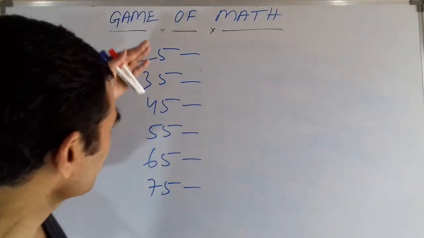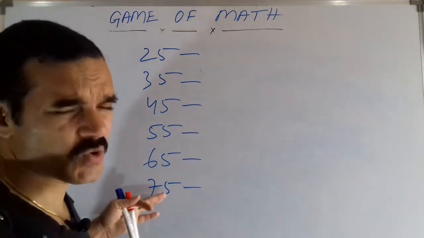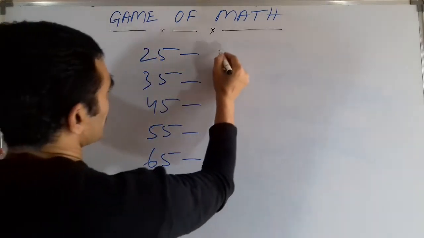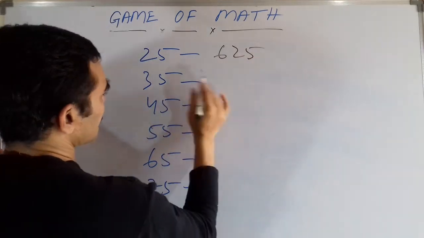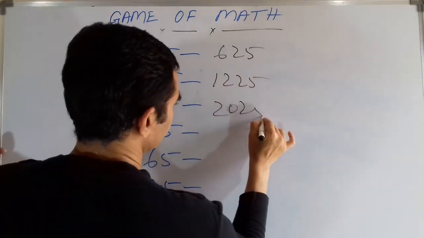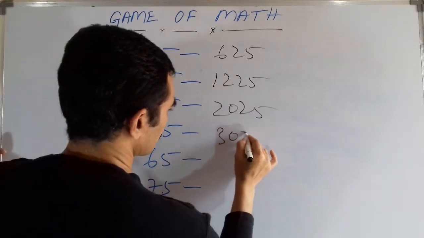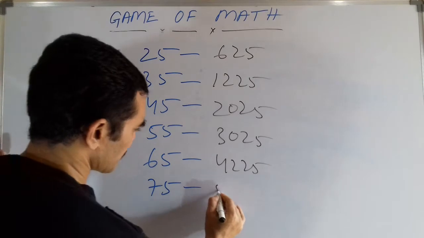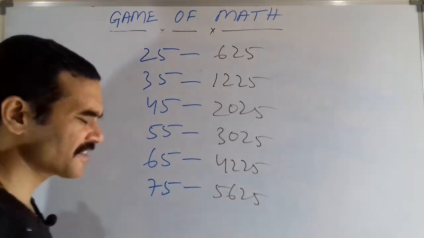Yes friends, I kept few numbers on this whiteboard. First we will do the square of these numbers, then after we will discuss regarding the trick. So you see, 25 is 625, 35 is 1225, 45 is 2025, 55 is 3025, 65 is 4225, and then 75 is 5625. How fast it is?